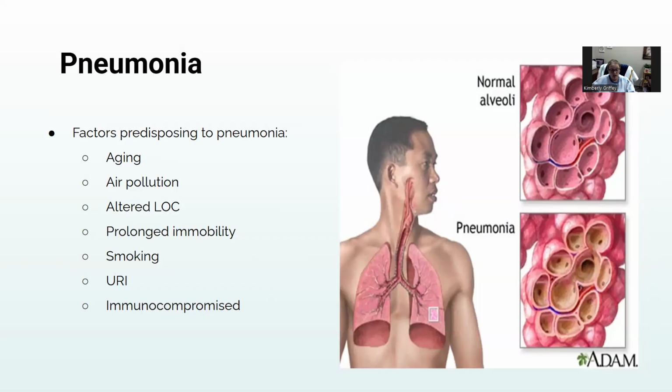Smoking. It's going to cause a constriction of the airways, and therefore if stuff gets into the lungs and settles, then it can cause problems there. Upper respiratory infections. You can have a post upper respiratory infection pneumonia. And then if you are immunocompromised, so if you're taking a medication that's making you immunocompromised, or you have a disease process that can cause that, then you're more likely to develop pneumonia.